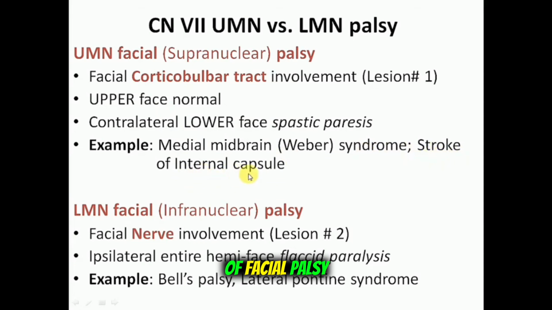The other type of facial palsy is lower motor neuron or infranuclear palsy, in which there is involvement of the facial nerve. In this palsy, there is flaccid paralysis of the ipsilateral entire half of the face, involving the muscles of facial expression. Examples of this palsy are seen in Bell's palsy or lateral pontine syndrome.